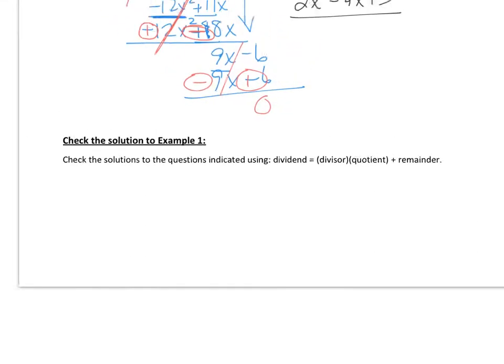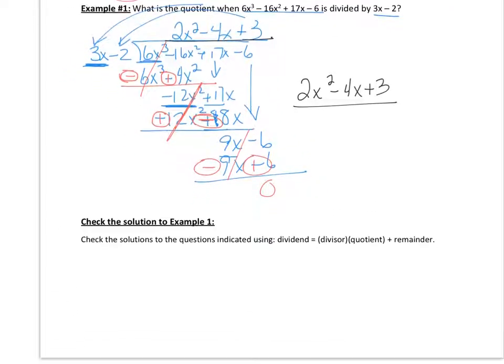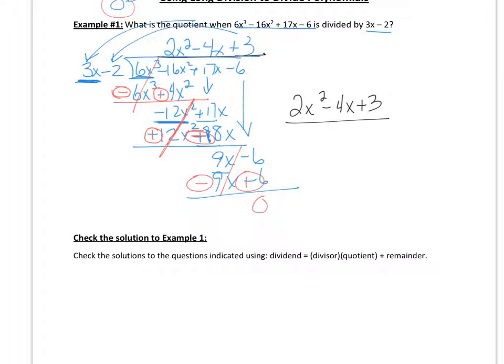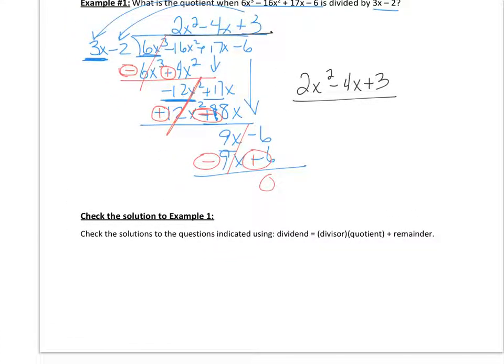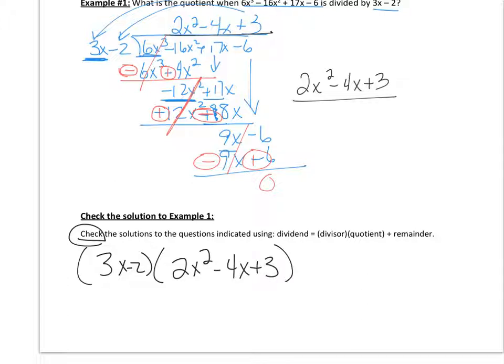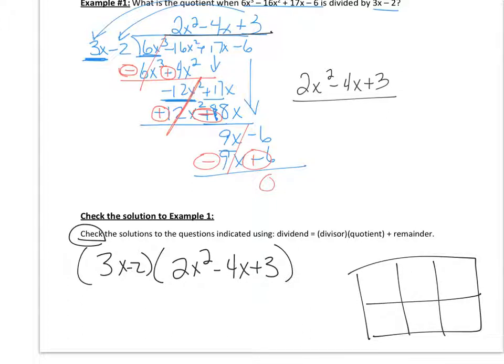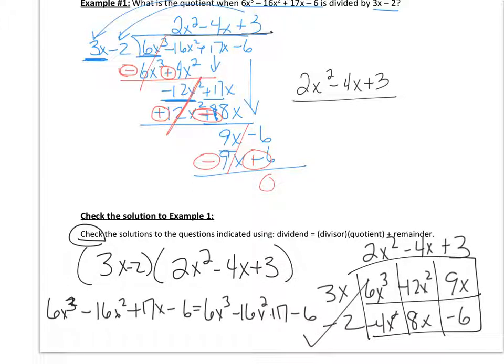So if we move down, if we want to check the solution, remember we said that before, if you multiply this guy and this guy together and you add the remainder, you should get this answer back. So to check this, we simply are going to multiply 3x minus 2, remember this is our check, times 2x squared minus 4x plus 3. So take a second, this is how I'm going to do it, and do the multiplication and make sure it works. So a check is kind of like a proof.